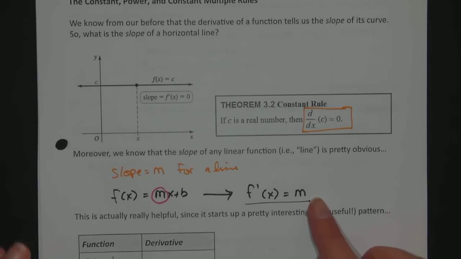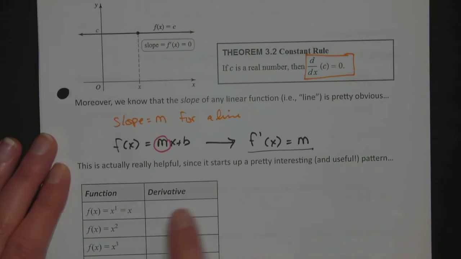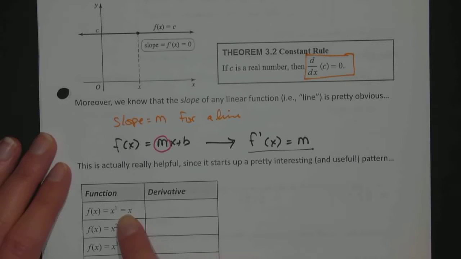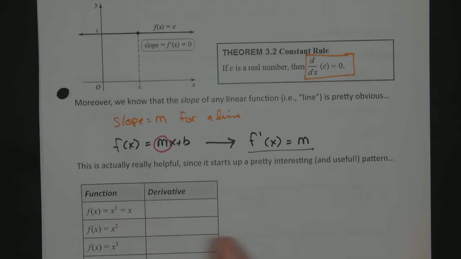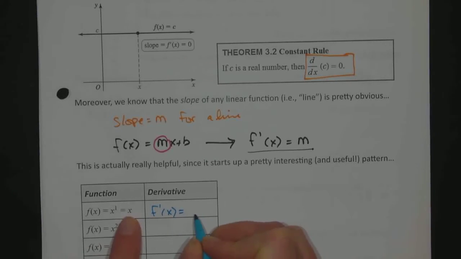This is actually very helpful since it starts up a pretty interesting and useful pattern. All right, if my function is x, its derivative, f prime of x, will be 1. 1 is the coefficient right there.